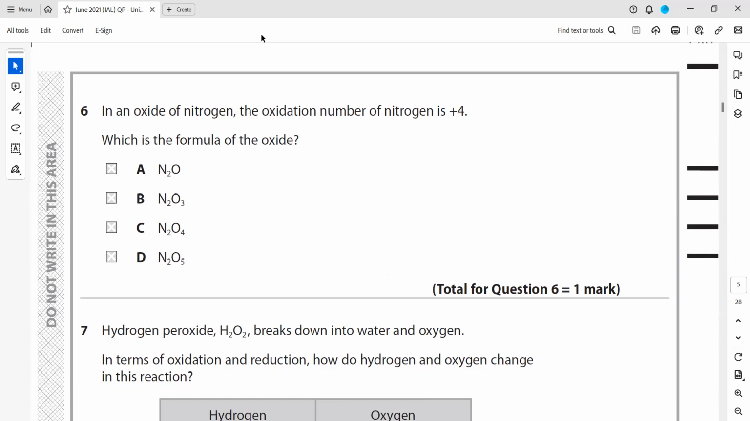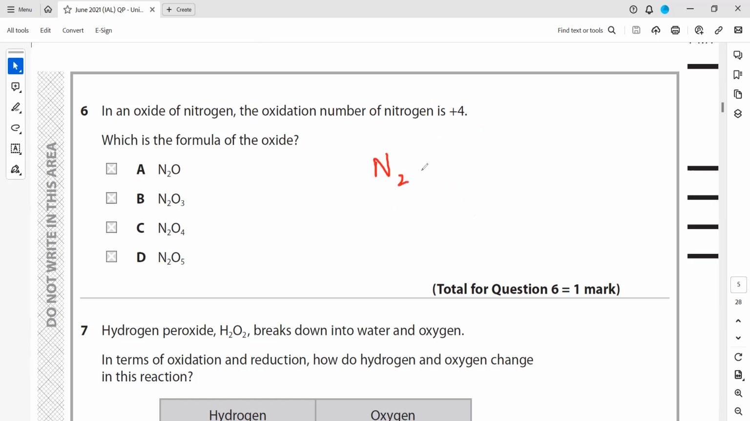In an oxide of nitrogen, the oxidation number of nitrogen is +4. Which one is the oxide? They mention the oxidation number of nitrogen is +4 and oxygen belongs to group 6, so it has -2. When we simplify, this should be 2 and this should be 1. So it should be NO2. But there is no option of NO2. What could be the other possibility? All of the compounds are neutral compounds. So when we work out the total oxidation number, we should get 0.